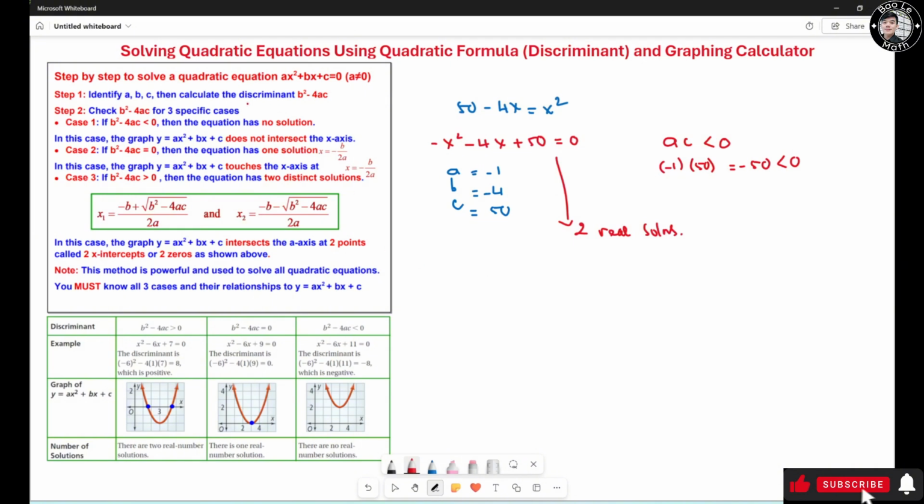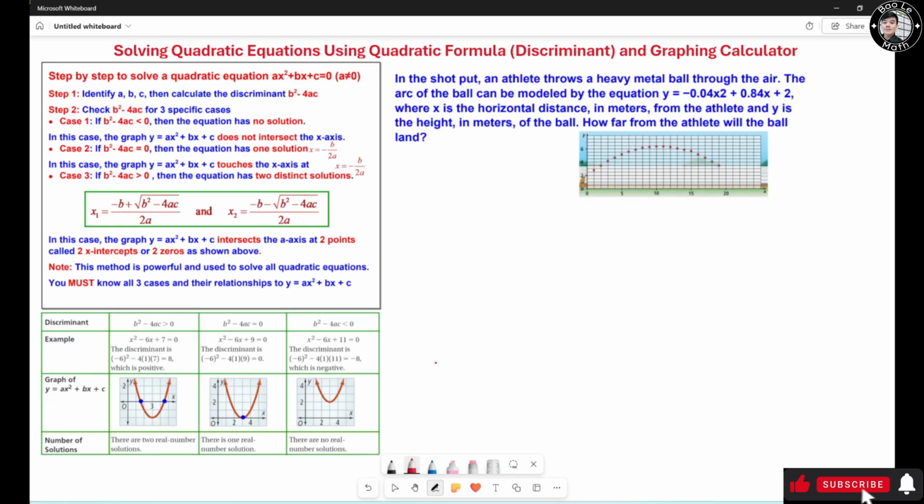You can use the discriminant right here to check your work, right? You get the same answer. This is just a trick and a faster way to know if the quadratic equation has two real solutions. Alright, let's move on to the next example.